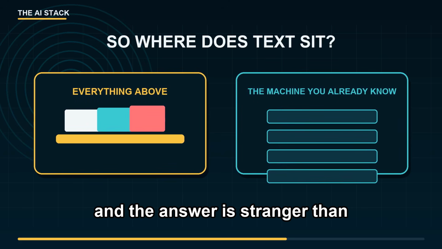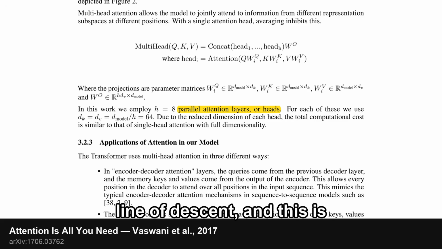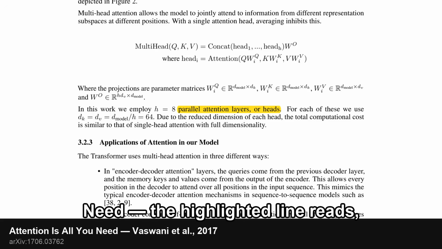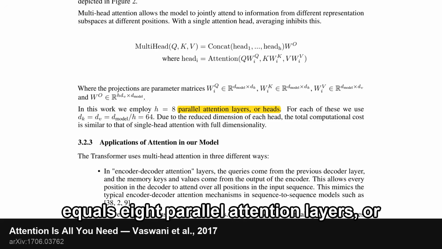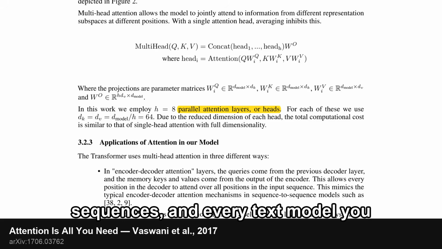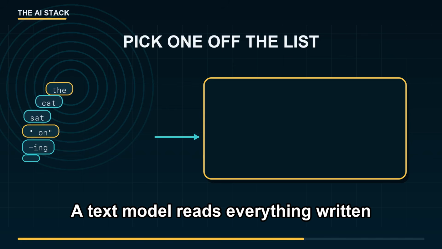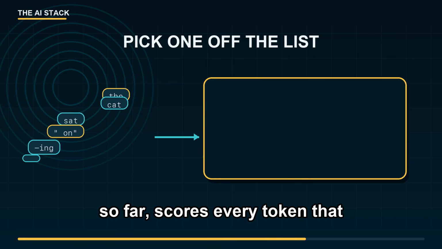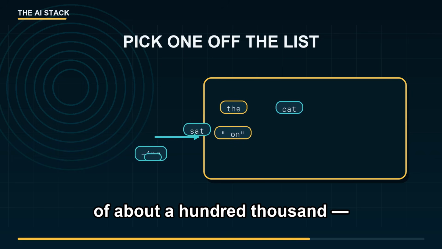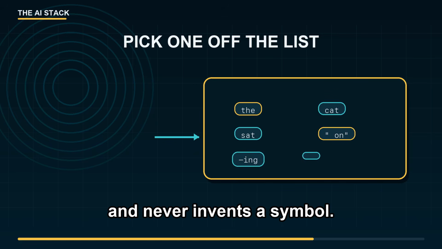Now the part that was asked, and the answer is stranger than a list of differences. Text came down a completely separate line of descent, and this is its founding paper, 2017, Attention Is All You Need. The highlighted line reads, "in this work we employ h = 8 parallel attention layers, or heads," built for translation. It became the general architecture for sequences, and every text model you have ever used descends from it. What that architecture ended up doing is this. A text model reads everything written so far, scores every token that could come next, and picks one. It picks from a fixed list of about 100,000 words, fragments, punctuation, settled before training starts. It never adds to that list and never invents a symbol.